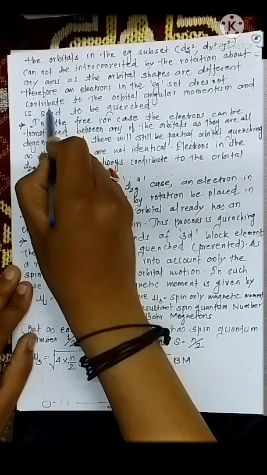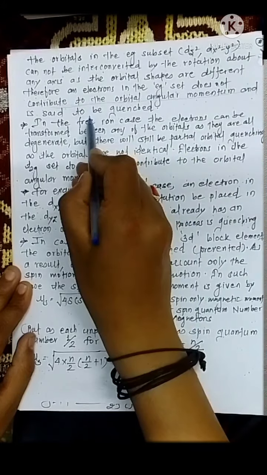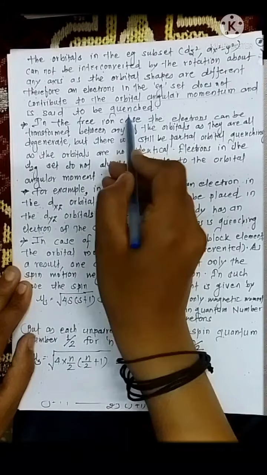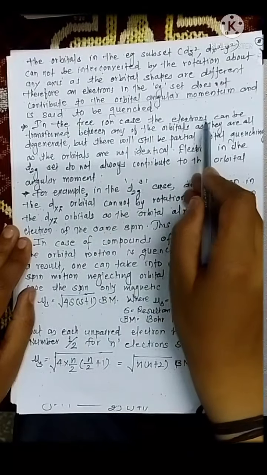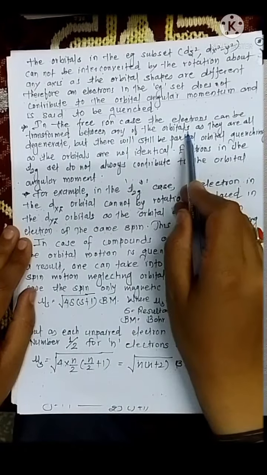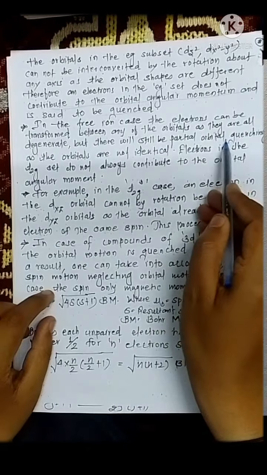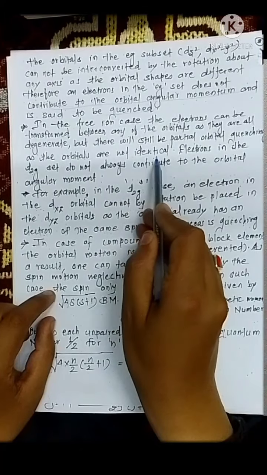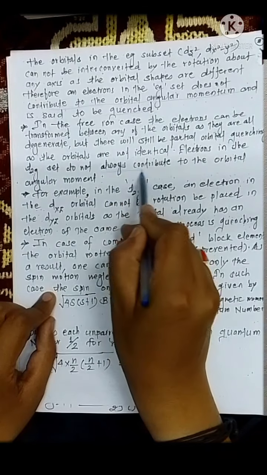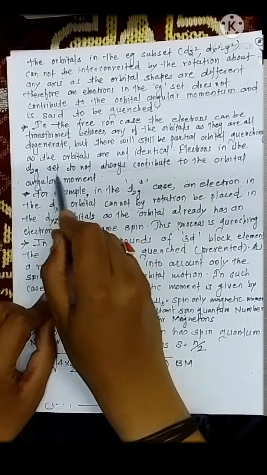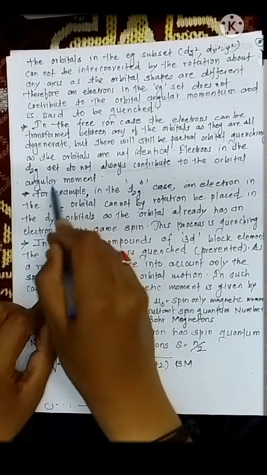This statement is very much important. It does not contribute orbital angular momentum, and it is said to be quenched. The word quenched means simply prevented. In the free ion case, the electron can be transformed between any two of the orbitals as they are all degenerate. But there will still be partial orbital quenching as the orbitals are not identical. Electrons in the t2g set do not always, this is important, contribute to the orbital angular momentum.